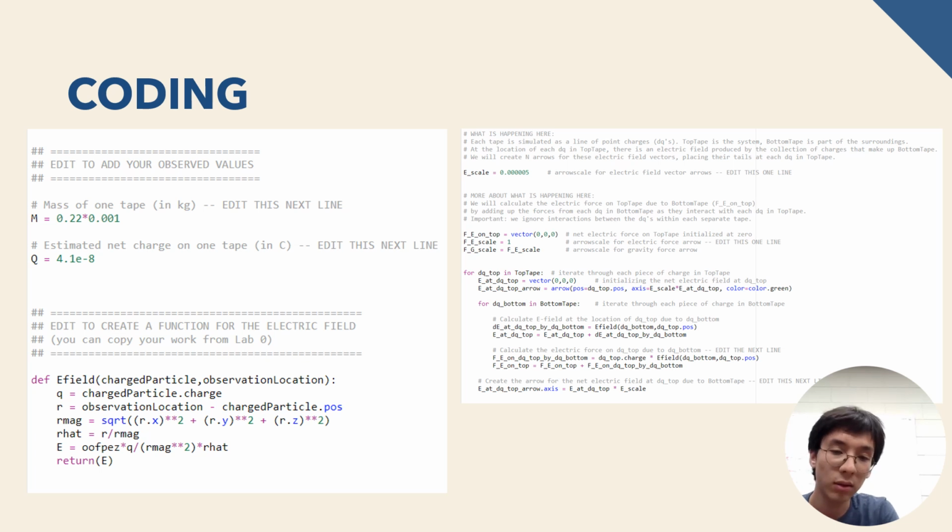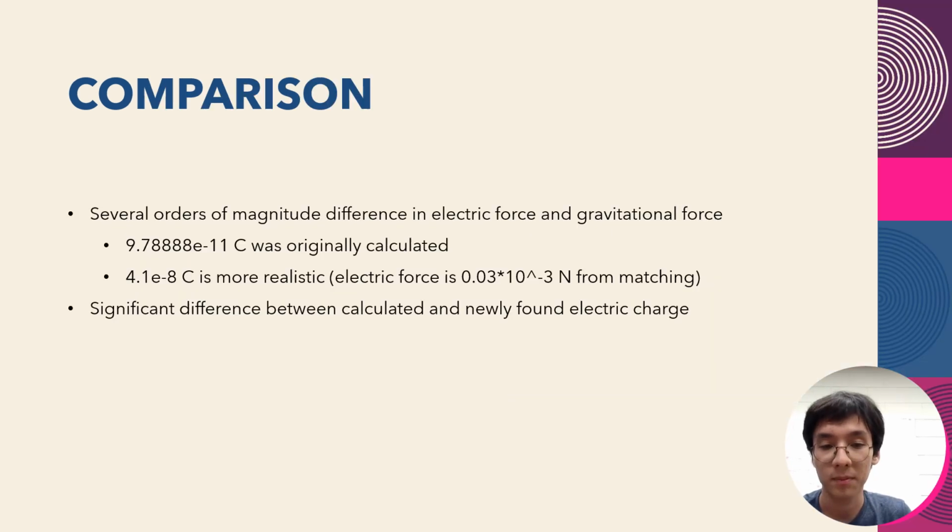Here's what that code looks like. Basically, we're going to start with defining the mass and the estimated charge on one of the tapes. And then we are going to use a system of code to find the electric field that's being generated by the lower tape. And then we're going to multiply in the charge of the upper tape to ultimately find the force. That's done in the second area. And then that's done for each of the point charges, and then they're all added together.